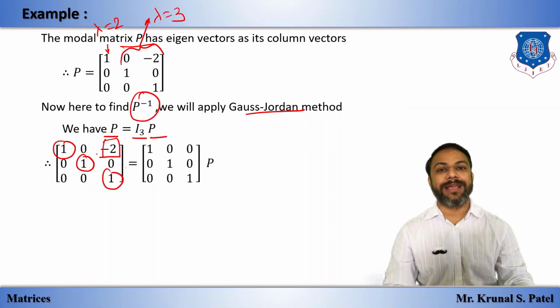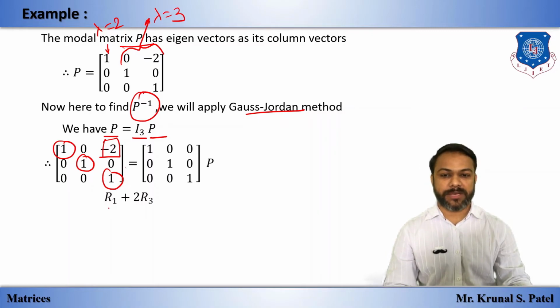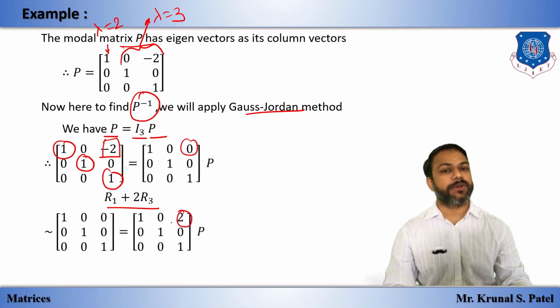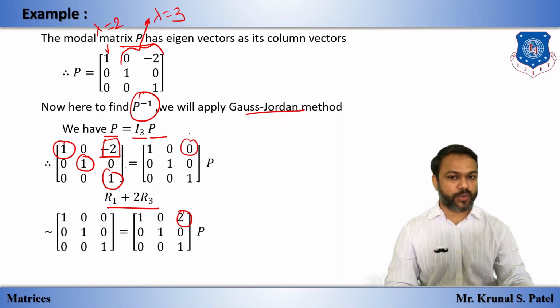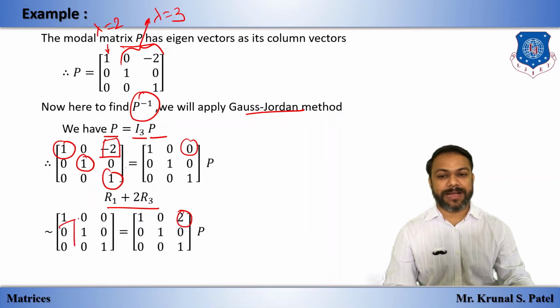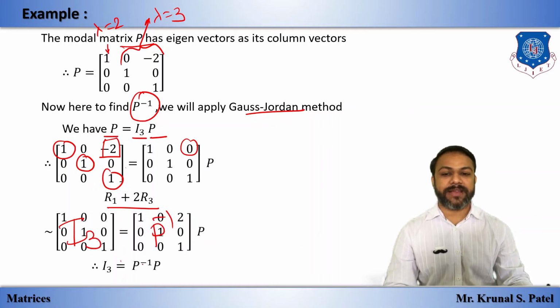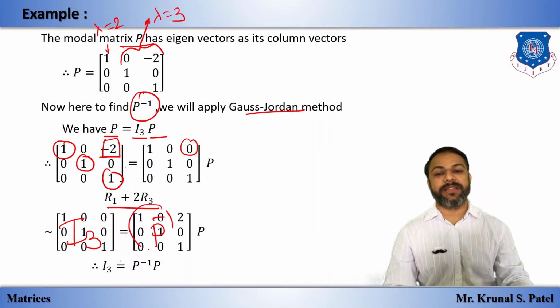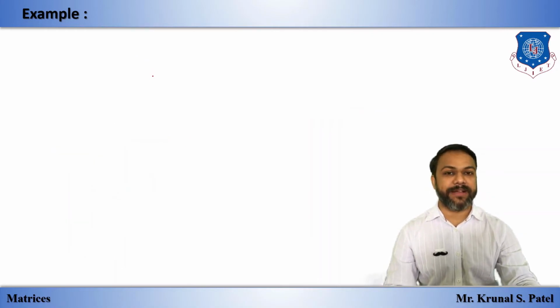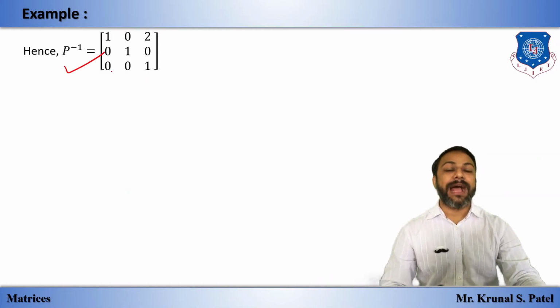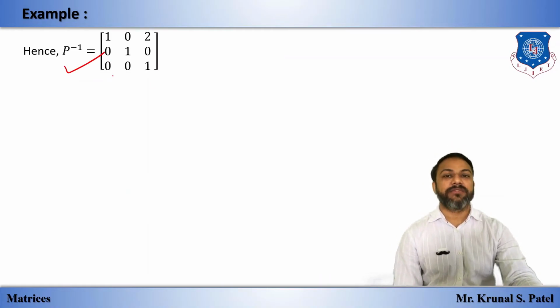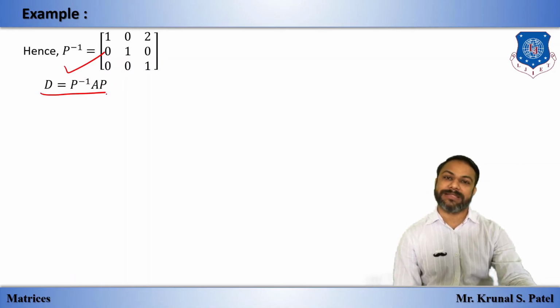1 is ready, 0 is ready, we just have to make 0 here. So the operation will be R1 plus 2 R3. So this will be 0 and this will become 2. By applying this operation on the entire first row, this is our I3 and this is our P inverse. So P inverse is this. After getting P inverse, we will write down D is equal to P inverse AP, as I told.